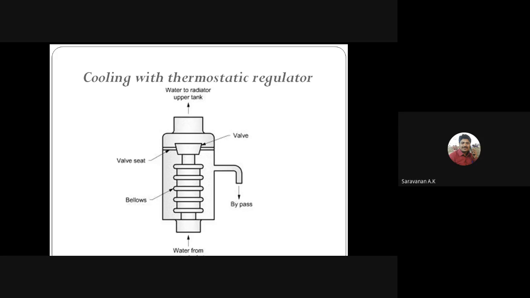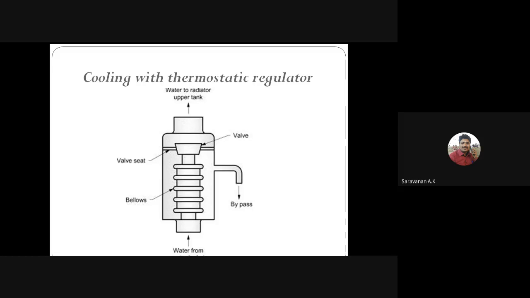The small tube will be a bellows type one. In the bellows type there will be some liquid, partially filled. The liquid will be a volatile one, so it will have a lower boiling point.